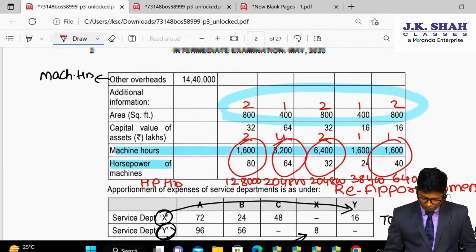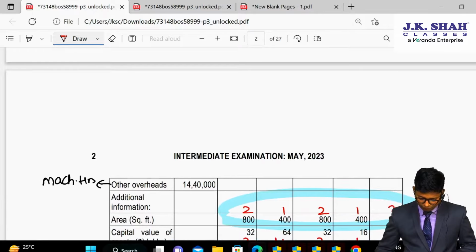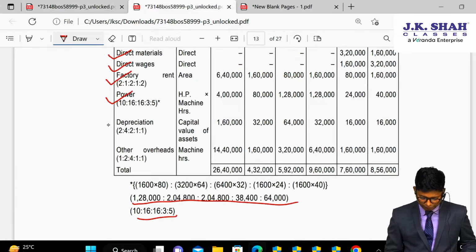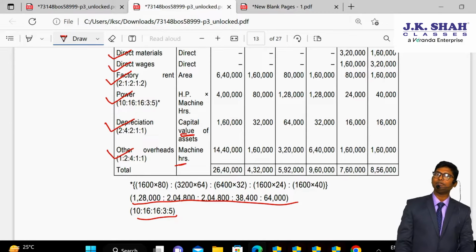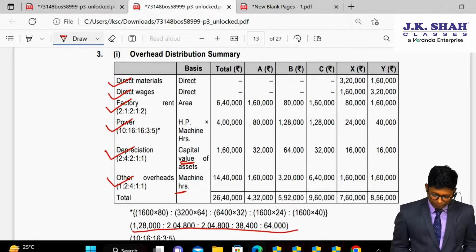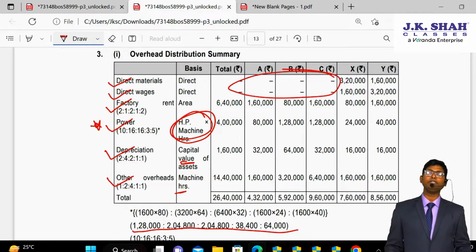next expenditure is your depreciation. They must have taken the value of assets for the purpose of calculating the depreciation. Bifurcation of depreciation is based on the value ratio, and finally other overheads are bifurcated on the basis of machine hours. So exactly the same ratios which are given. The only important point of this question was the HPRs and this part of the calculation.